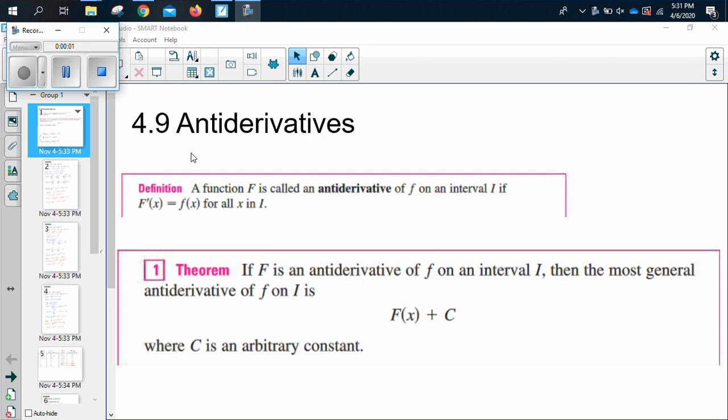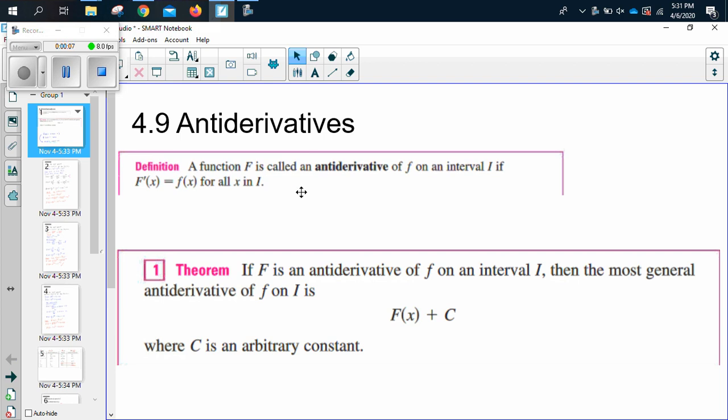Hi class, I wanted to cover the next section, 4.9, antiderivatives. A function big F is called an antiderivative of little f on an interval I if the derivative of big F equals little f for all x in I. So what we're saying here is big F is called an antiderivative if the derivative of big F is equal to little f of x.